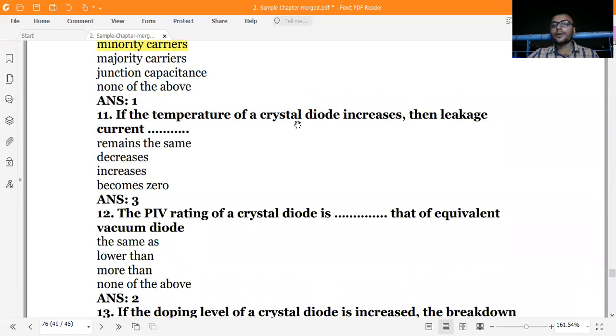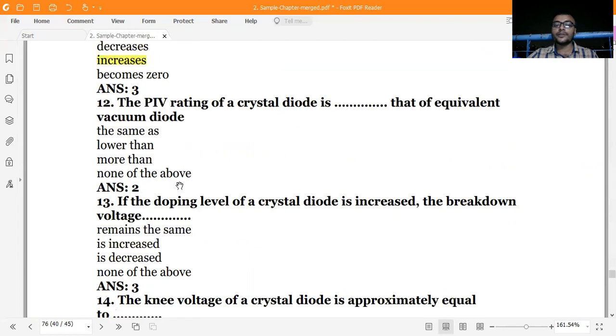If the temperature of the crystal diode increases, then the leakage current increases. If the temperature of the crystal diode increases, then what will happen to the leakage current? It will also increase.